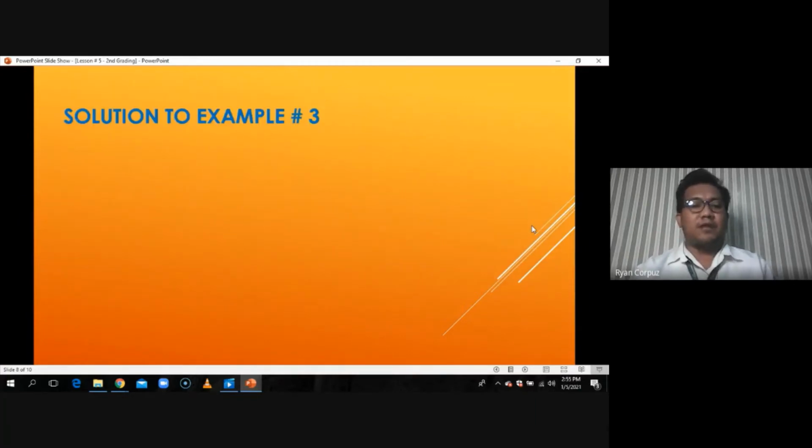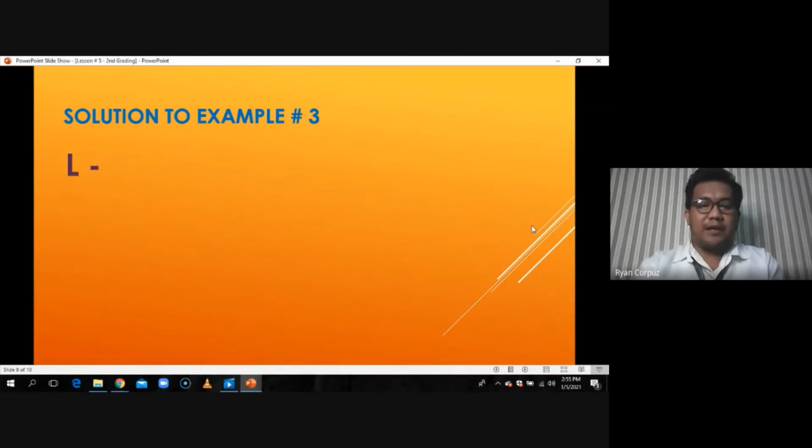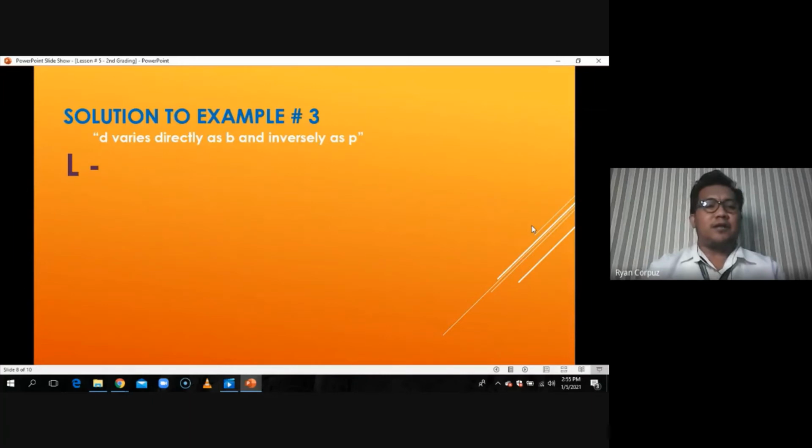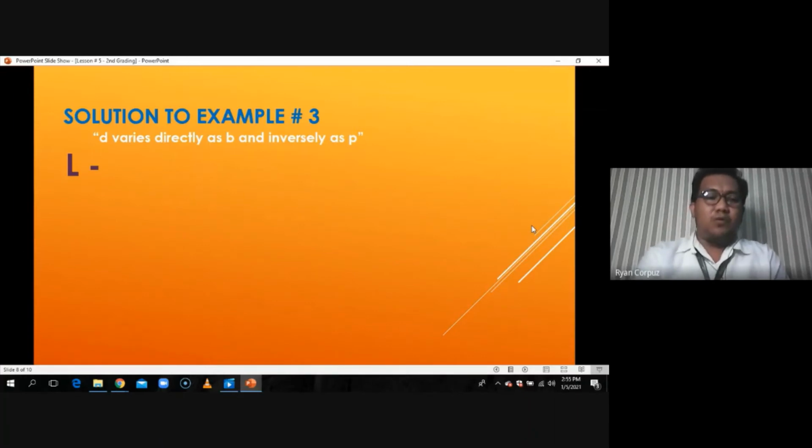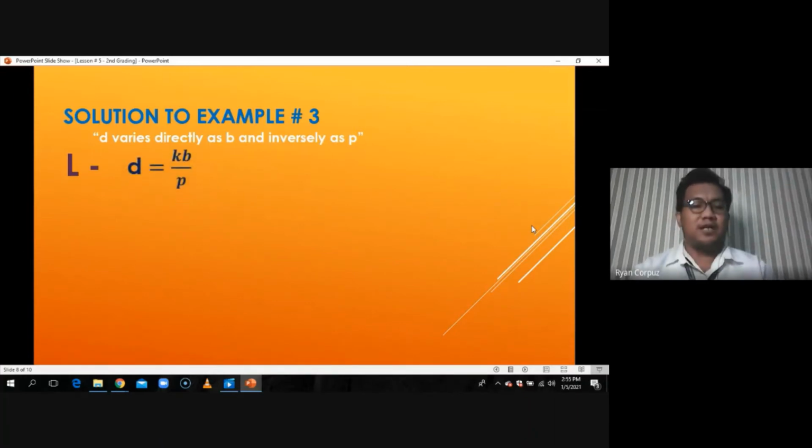So let us solve now that problem number 3. So applying the first step, let us translate the statement of variation. So pinagdino natin siya kanina. Ang statement of variation natin is D varies directly as B and inversely as P. So that statement of variation is about combined variation. So paano ba ulit tayo nag-translate ng combined variation? So since we already know on how to translate direct and inverse variation, i-apply na lang natin siya here. So when we translate that, we'll come up with D is equal to KB over P.